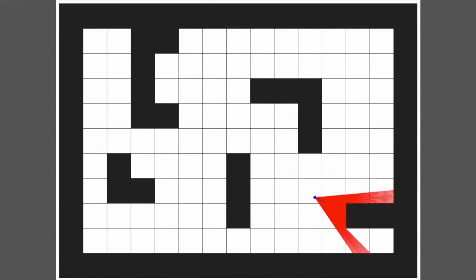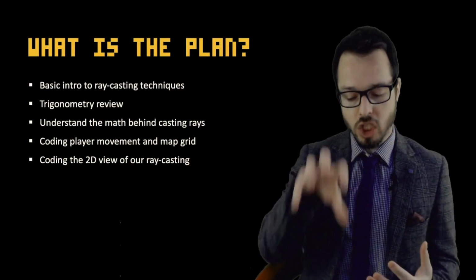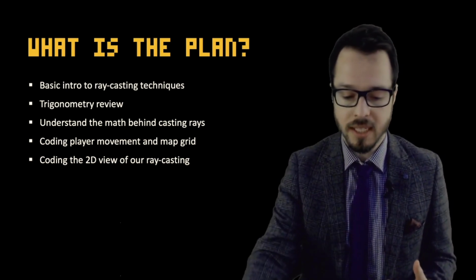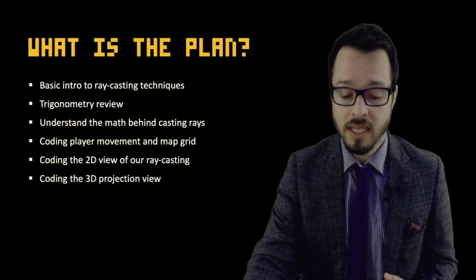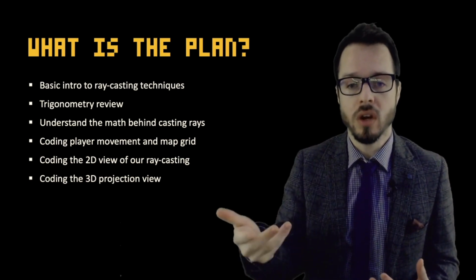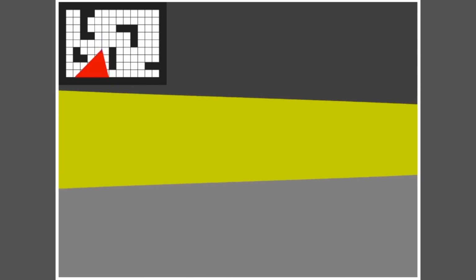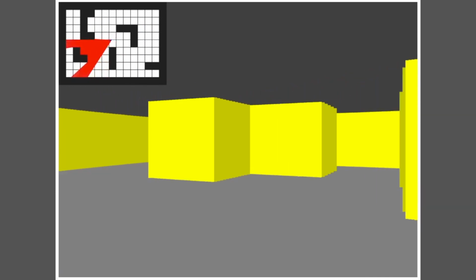And then we have this whole idea of a 2D visualization, right? We have this top view of our player movement and the walls and the rays being cast. And from that 2D idea, we are going to code this 3D projection, where we're going to actually have this little animation of our walls being rendered on the screen.